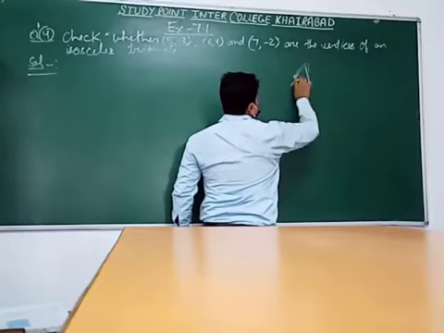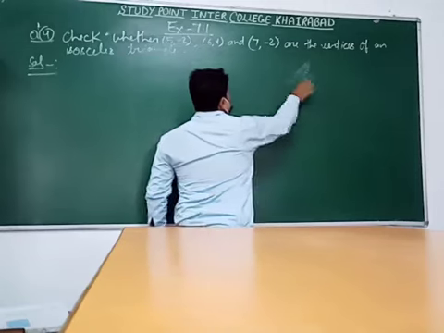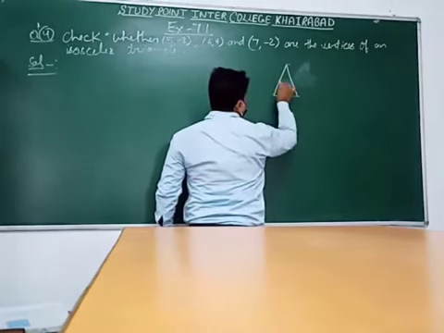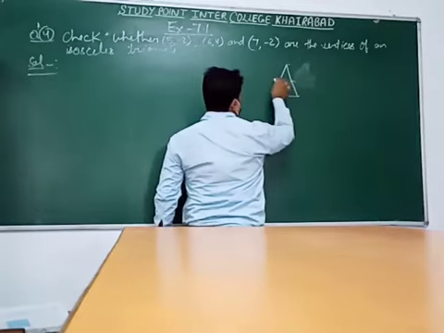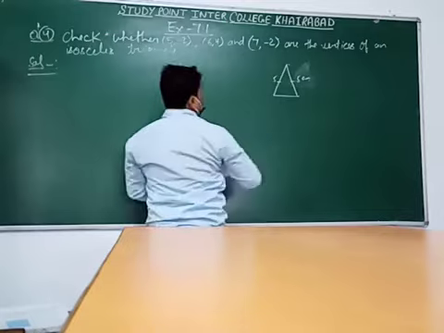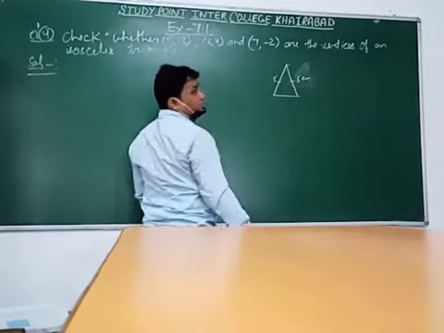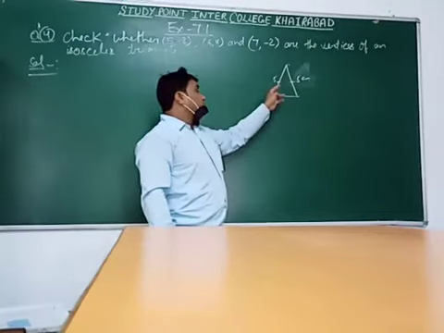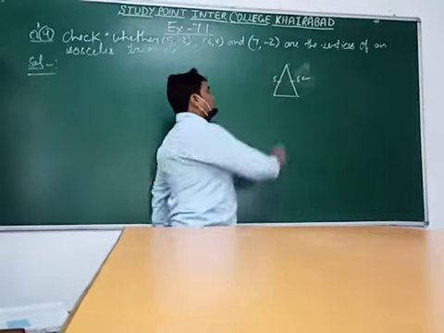Suppose this is the triangle, whose this side and this side are equal. Suppose this is 5 centimeter and this is also 5 centimeter. So this is an isosceles triangle. What is an isosceles triangle? It is a triangle in which two sides are equal.